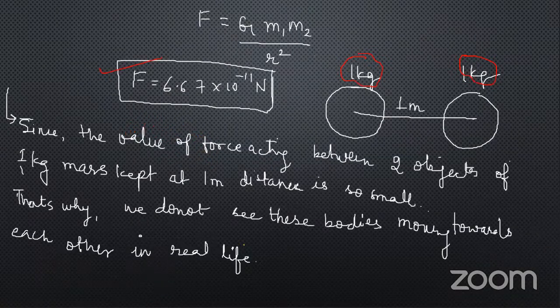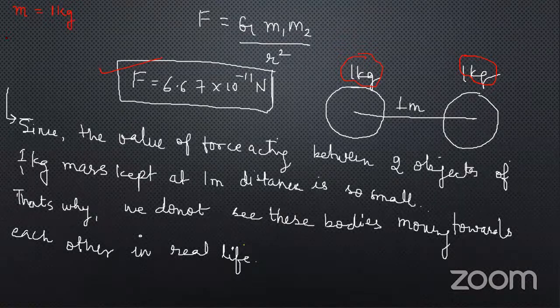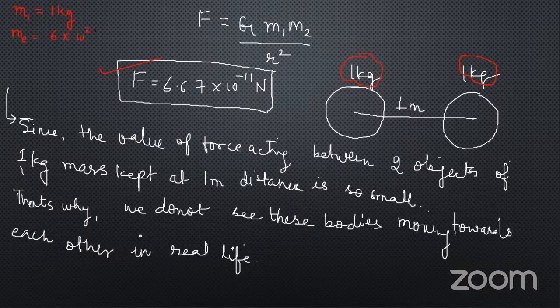If I tell you the value of mass of Earth, mass of the body, that is 1 kg. So two bodies are involved. I am writing the details here in red. That is, one mass is of 1 kg. The other mass, that is the mass of Earth, is given to be, let's say, 6 into 10 to the power 24 kgs.